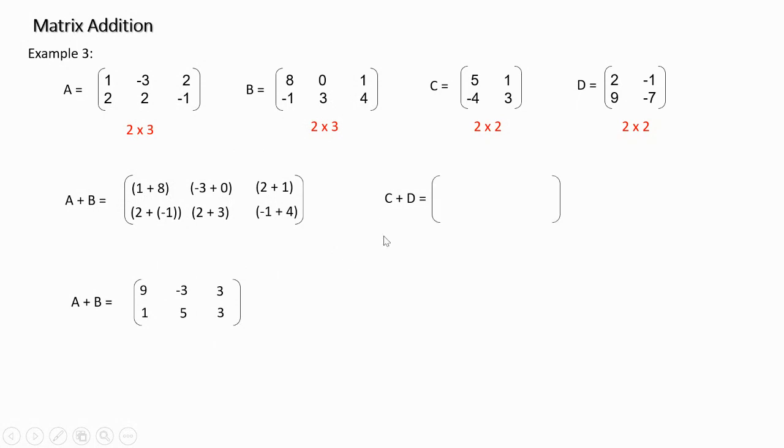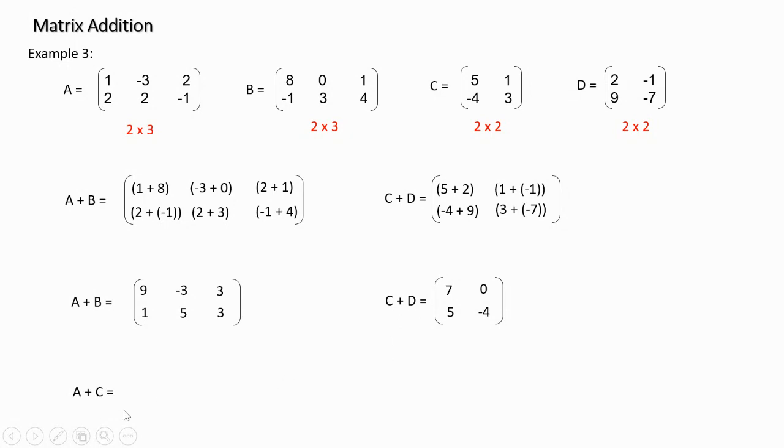Now let's do C plus D. So first of all, can we do the operation? Yes, we can, because they're the same size. When they're the same size, we can add them or subtract them. So C plus D will be 5 plus 2, and then 1 plus -1, then -4 plus 9, and 3 plus -7. The result will be 7, 0, 5, and -4. That's my answer when I add matrix C plus matrix D.